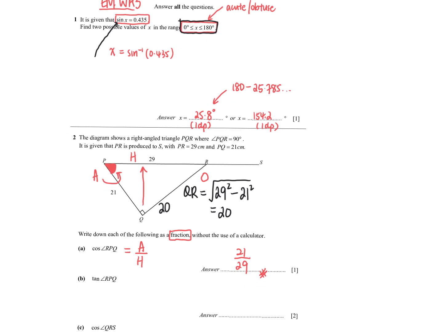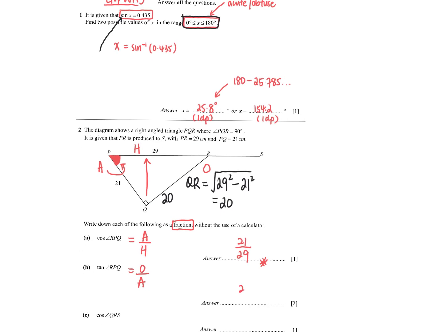Next is tangent RPQ. Same angle. So it's O over A. So the O is 20. The A is 21. Why this one 1 mark, this one 2 marks? Is because the 1 mark came from finding the 20. Then the answer is the ratio.